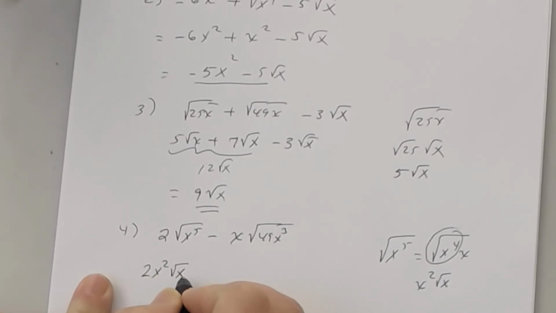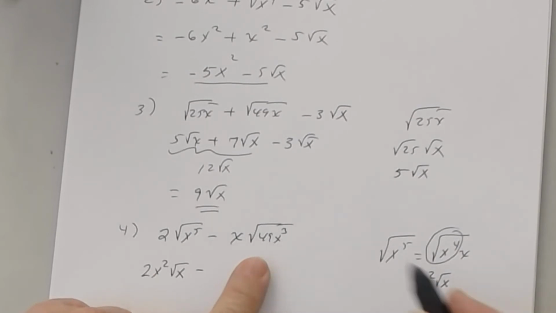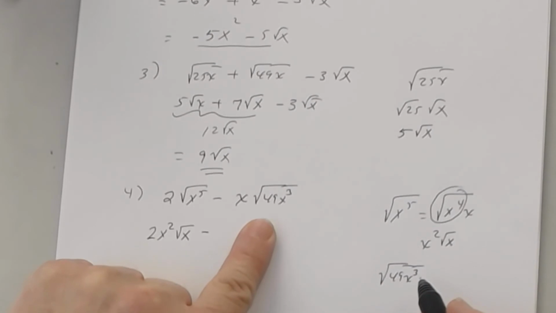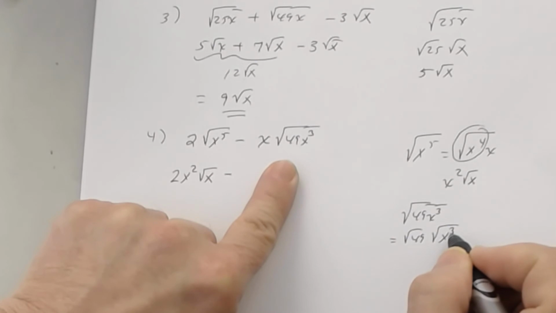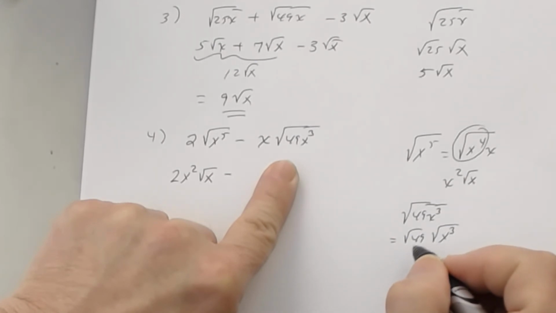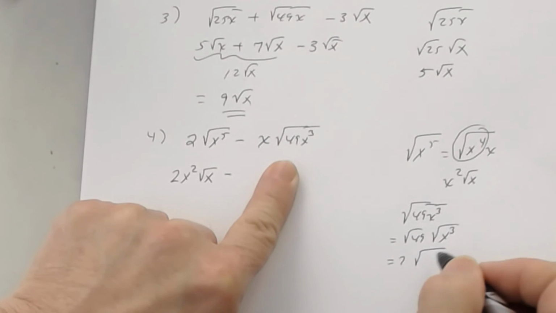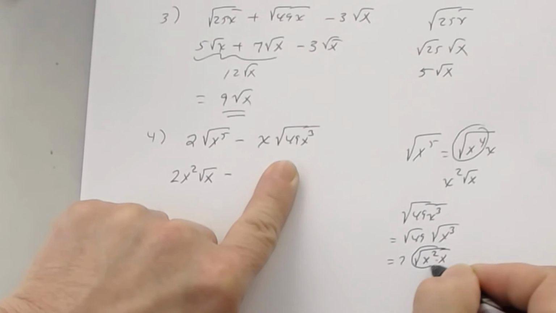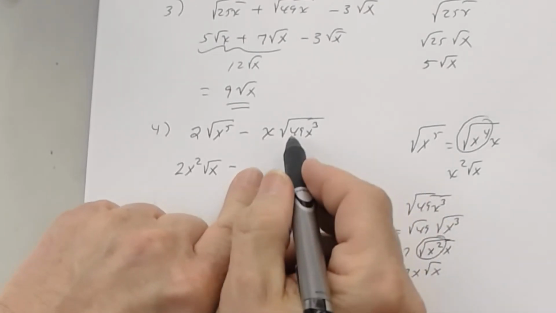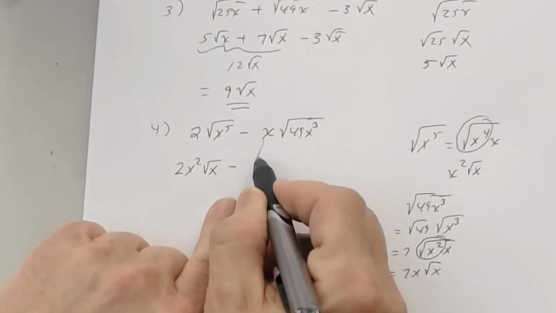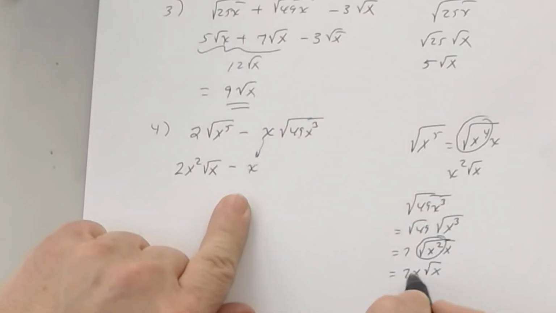Y'all agree? Okay. Minus. All right, let's talk about the square root of 49x cubed. Do y'all agree that's the square root of 49 times the square root of x cubed? What's the square root of 49? 7. Okay. Now let's go about x cubed. How can I write that? Times x. And what's the square root of x squared? X. So it'll be 7x square root of x. Now that's just this right here. But remember, that's also multiplied by what? That x. So that's x times this right here.